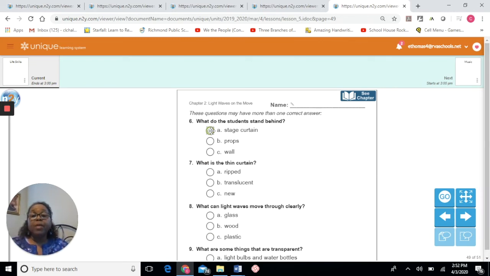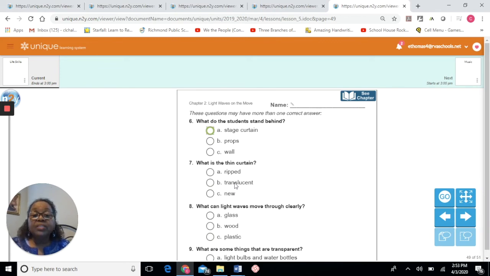Excellent job. Number 7, what is the thin curtain? Is it A, ripped, B, translucent, C, new? Wow, I think this is another one that we can slash and trash and come up with an excellent answer. In the book, did we read anywhere that the curtain was ripped? I don't remember that. I didn't read ripped.